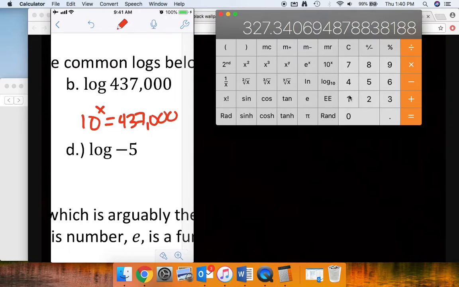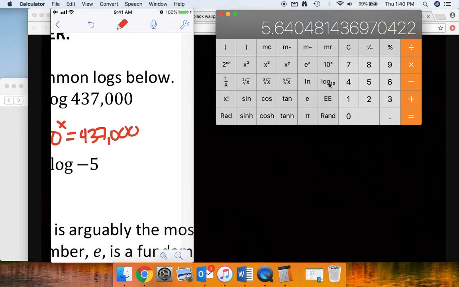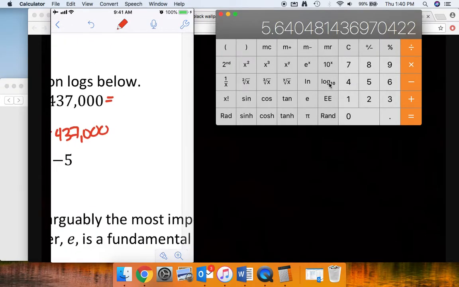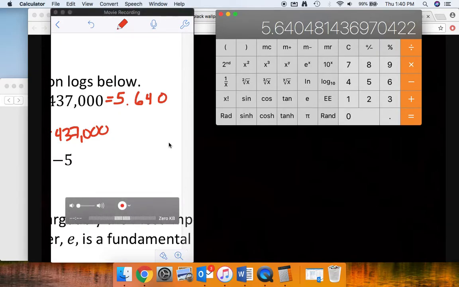Let's try that out. 437, 1, 2, 3, log. Oh, hey, look, I was right. 5.6. Okay, cool. So that's equal to 5.640. We'll go 3 decimal places each time. 5.640. Cool. We found it. So it's not super complicated. It's not super hard. Let's keep going.